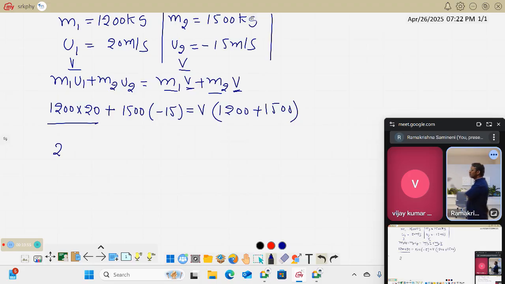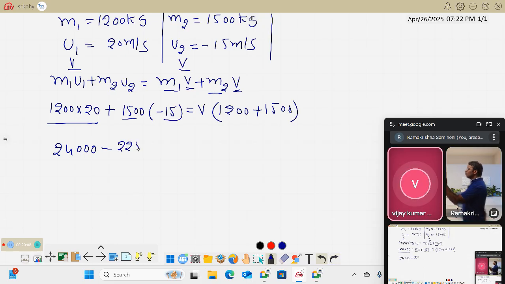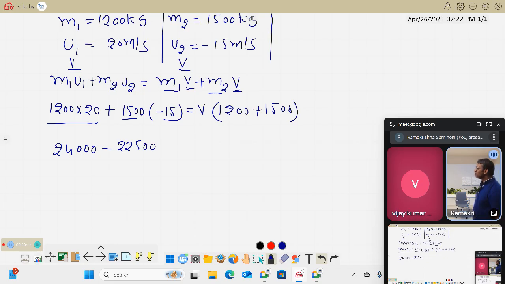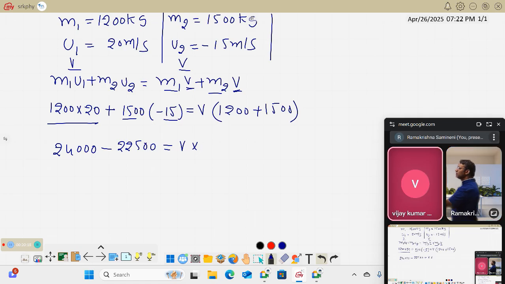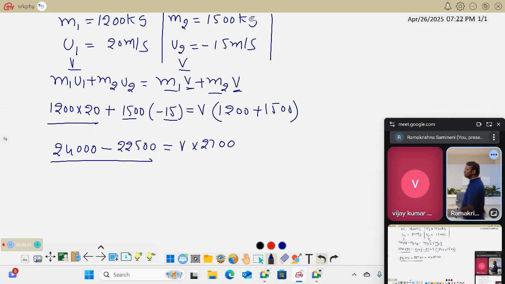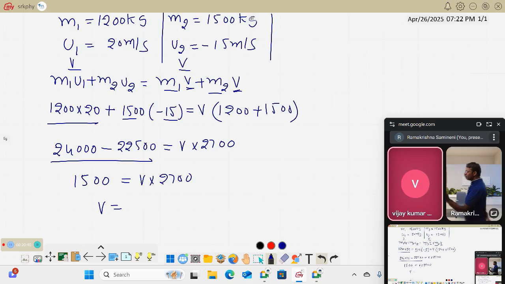So how much do you get? 24,000, minus 15 times 1500 is 22,500. So 24,000 minus 22,500 is equal to v into 2,700. 24,000 minus 22,500 is 1,500. So 1500 is equal to v into 2,700.